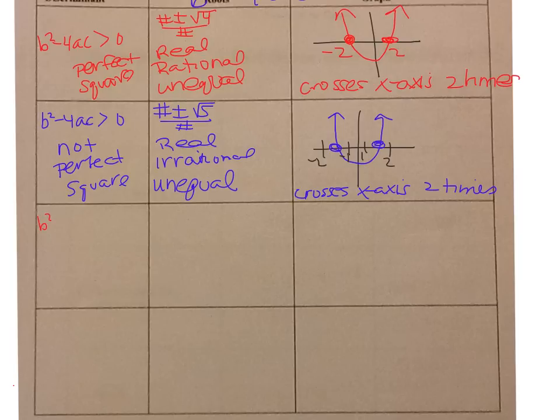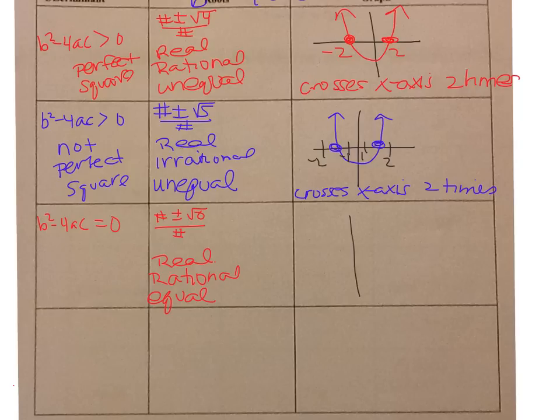When b squared minus 4ac is equal to 0. So think about it. A number plus minus the square root of 0 over a number. So they are real. They are rational because you could take the square root of 0. Now think about this. You have a number plus 0, a number minus 0. You're going to get the same exact number. So they will be equal.